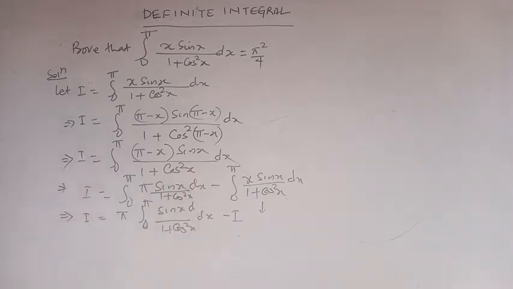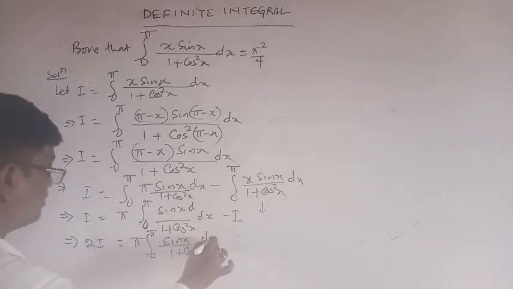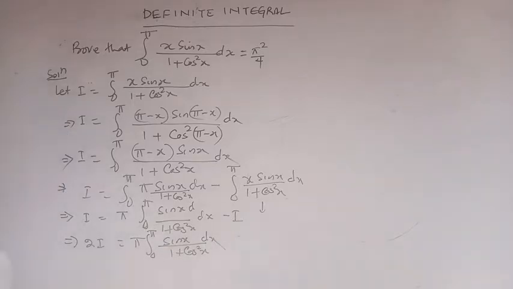That implies 2I is equal to pi into integral 0 to pi sin x divided by 1 plus cos square x dx. Clear?